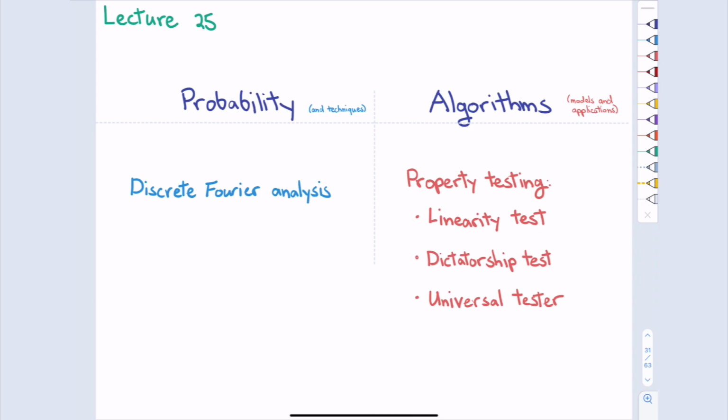I don't think we'll actually be able to get to these two very much, but I will talk a little about how to use this thing for PCP. I think we'll be able to cover linearity in full, and at least be able to explain the dictatorship test. And that roughly takes us to about two thirds of what's written in the notes.